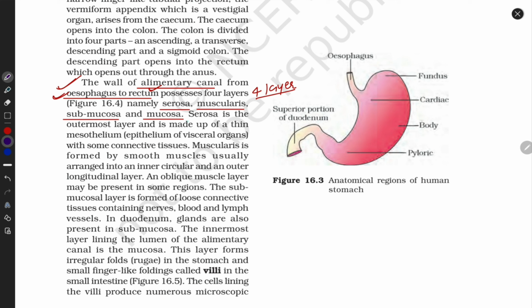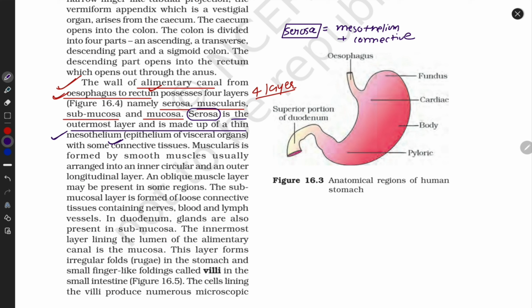Now let's start with our serosa, the outermost layer. This is very specific, guys. It is made up of mesothelium plus some connective tissue. That's it. Clear, guys? This is the formation structure of serosa.